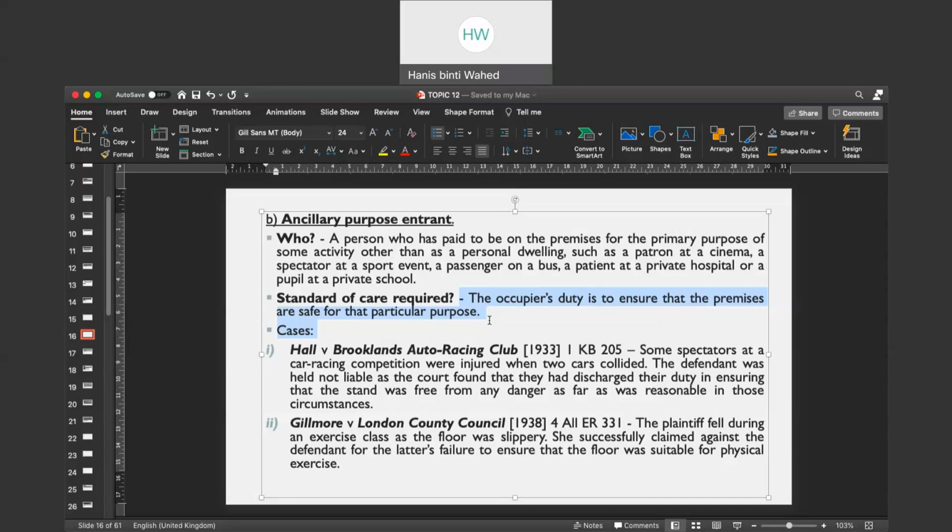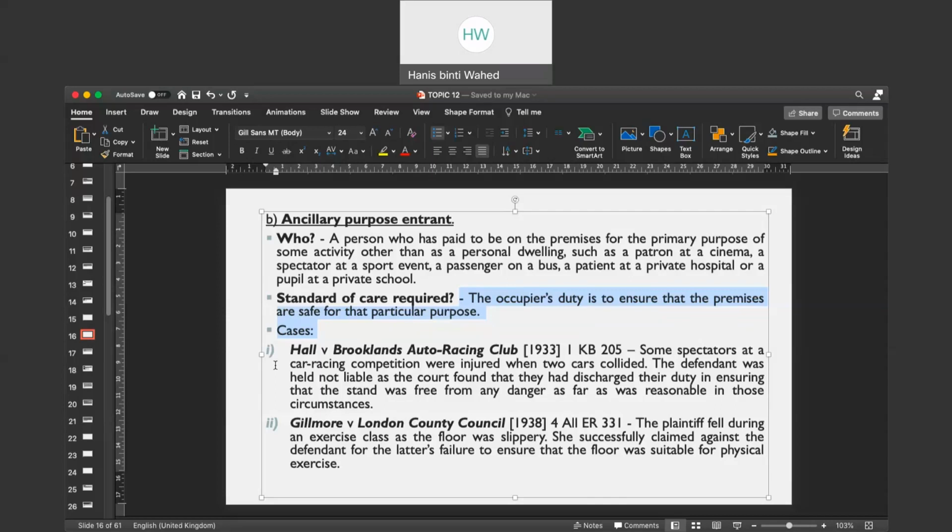Contohnya ya, dia kena ada emergency exit and then other precaution done, kena check sama ada tak ada benda-benda berbahaya dekat cinema tu ya. Similarly untuk patient untuk private hospital juga, they need to ensure that the premise is safe for all their patients, something like that. Okay. All right.